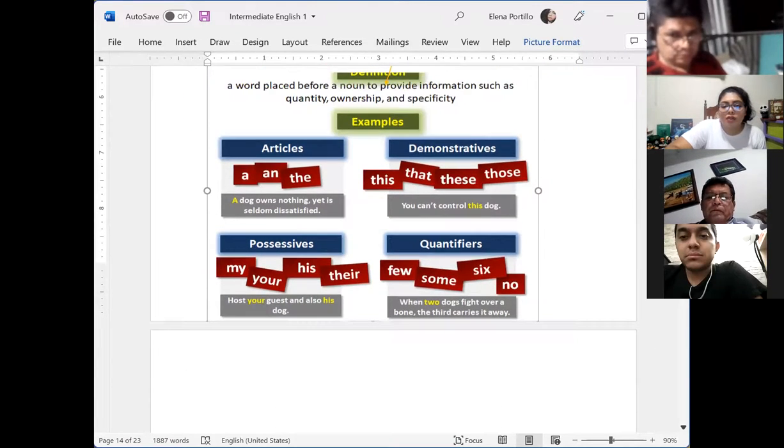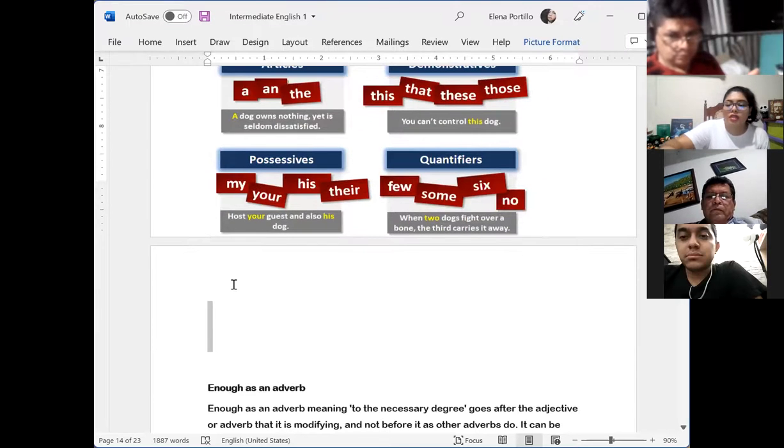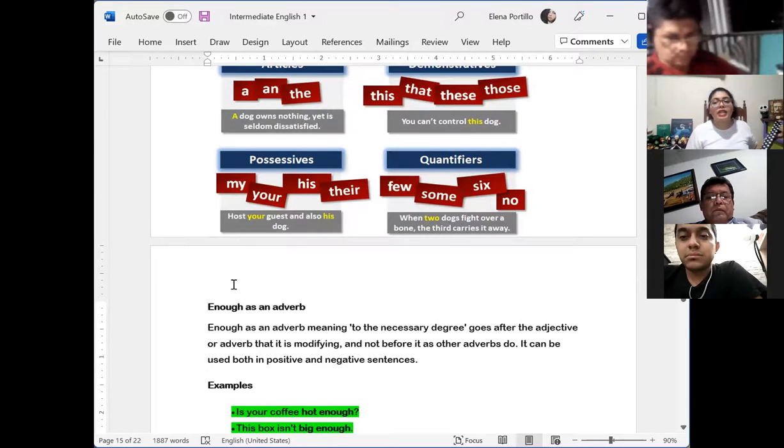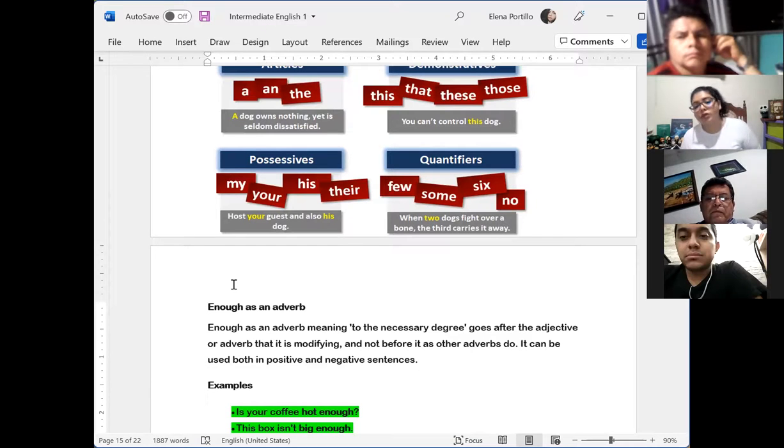It's almost time to end, but we are going to see something else: enough as an adverb, because it has some characteristics. This one functions like an adverb. Enough as an adverb, meaning to the necessary degree, goes after the adjective or adverb that it is modifying, and not before, as other adverbs do.